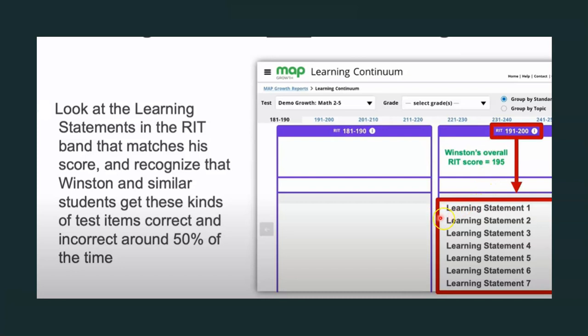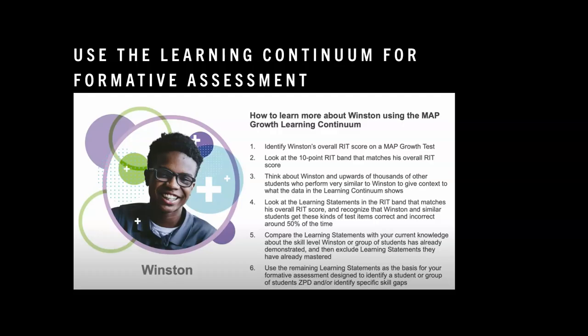And here, when we look at the report, you will see learning statements based on that RIT band of items that were answered correctly and incorrectly 50% of the time. We can also use the learning continuum to help with formative assessment in the classroom. So we've kind of looked at some of this already. Identify Winston or any student's overall RIT score. So we know he got a 195. We looked at that 10-point RIT band to match his overall RIT score.